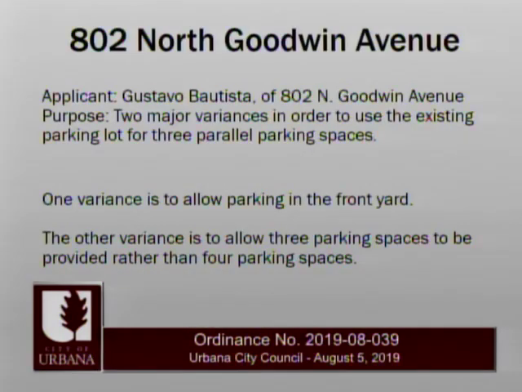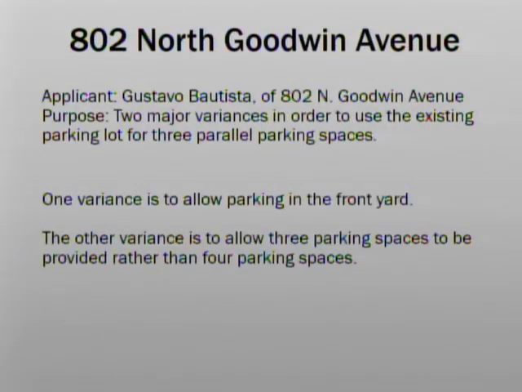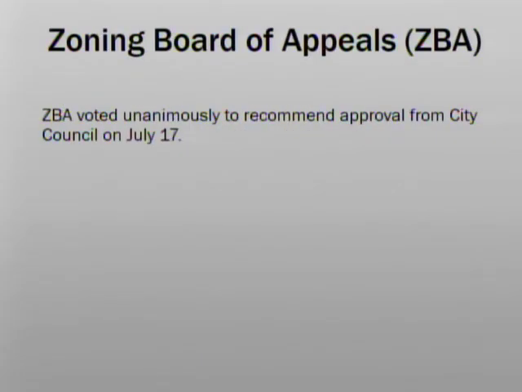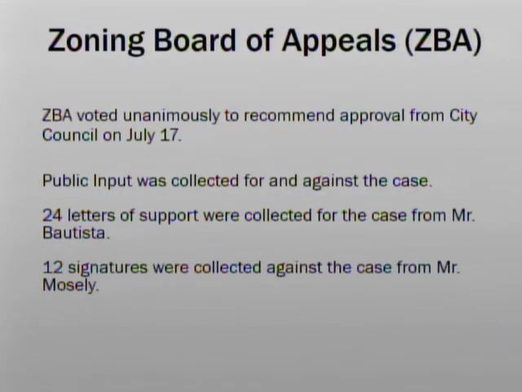One variance would be to allow parking in the front yard on the B1 property. There are two front yards that face Hill Street and Goodwin Avenue. The other variance is to allow three parking spaces to be provided rather than the four parking spaces that are required in our parking requirements table in Article 8, Parking and Access. The Zoning Board of Appeals voted unanimously to recommend approval for City Council on July 17th.